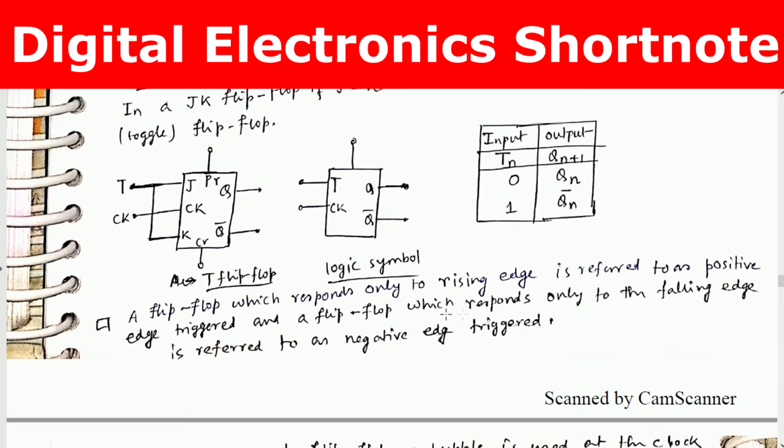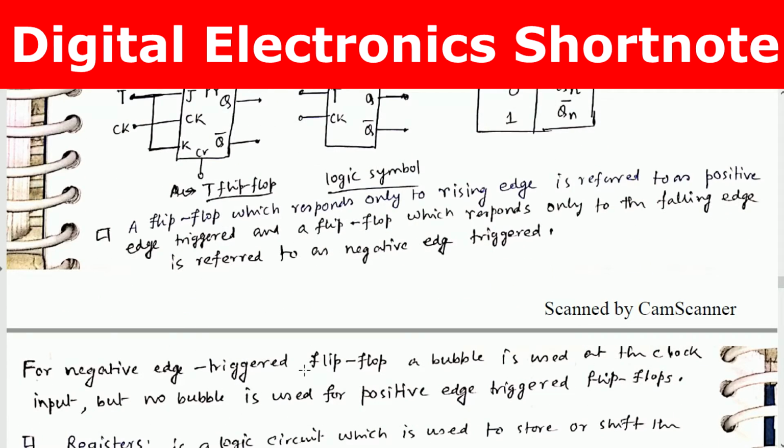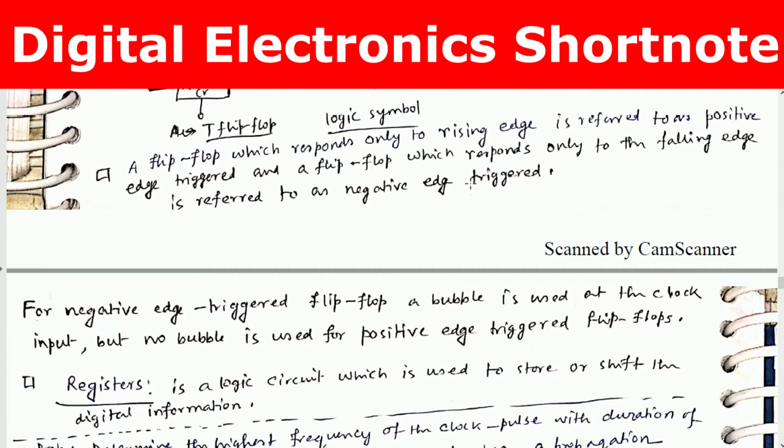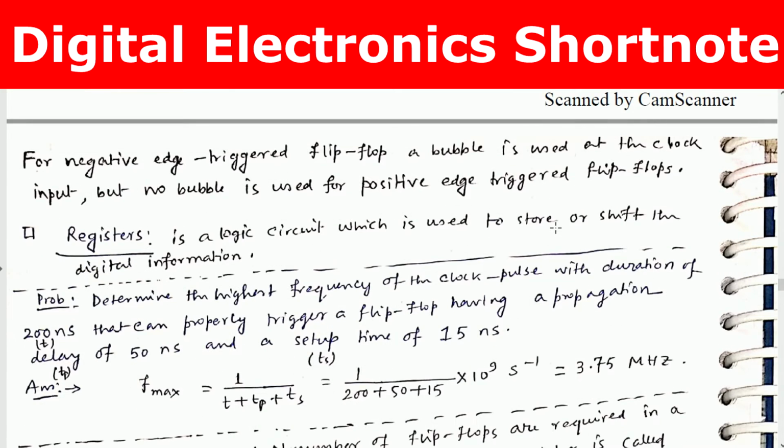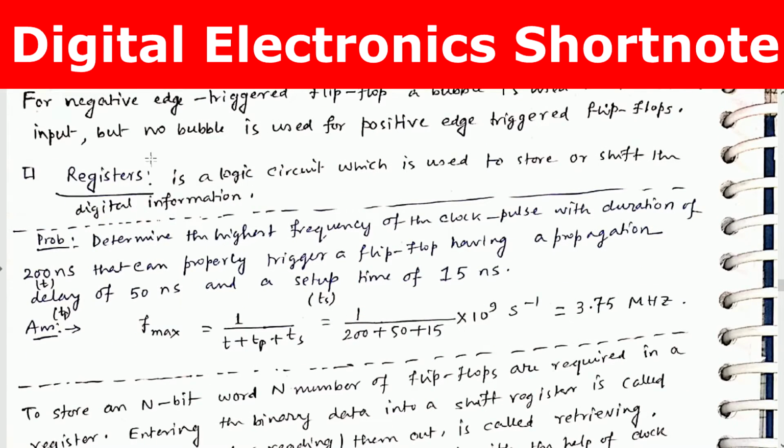A flip-flop which responds only to the rising edge is referred to as positive edge triggered, and a flip-flop which responds only to the falling edge is referred to as negative edge triggered. Sorry, the E is missing here. For a negative edge triggered flip-flop, a bubble is used at the clock input, but no bubble is used for positive edge triggered flip-flops. The register is a basic logic circuit which is used to store or shift digital information.